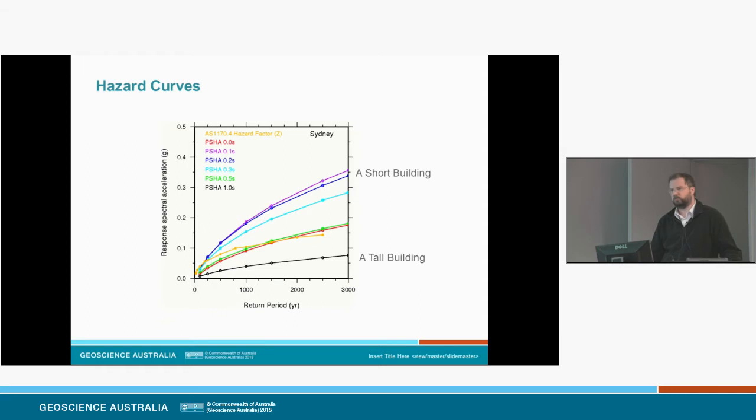So we haven't actually just produced one hazard map. We've done one hazard assessment, but it can be plotted for a range of different building types, more or less important, short and tall. And we can calculate numerically the hazard for all of them.